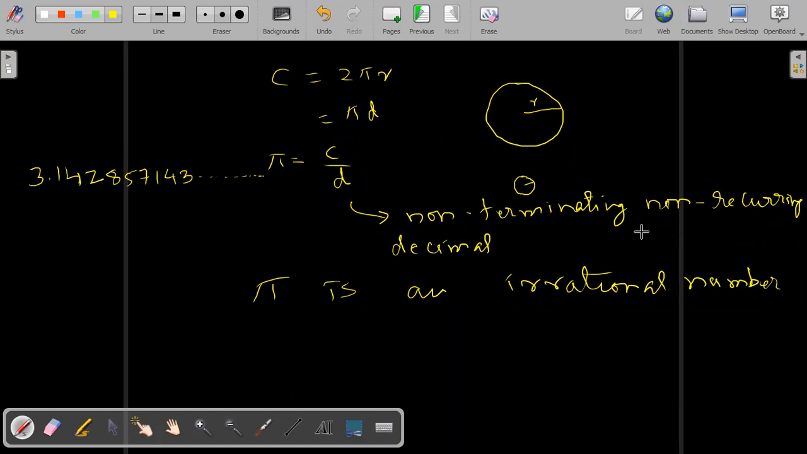Ubaidullah, yes, it is non-terminating. Yes, pi is an irrational number because it is a non-terminating and non-recurring decimal. I told you, when non comes two times, it becomes irrational. So that's it for today. Okay, we have only one period today, so I'm going to wind up now.